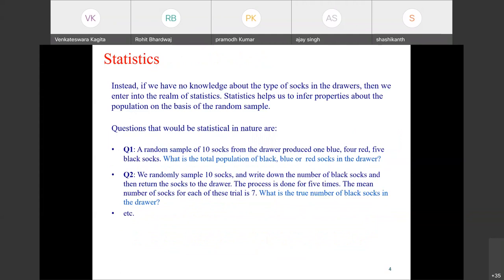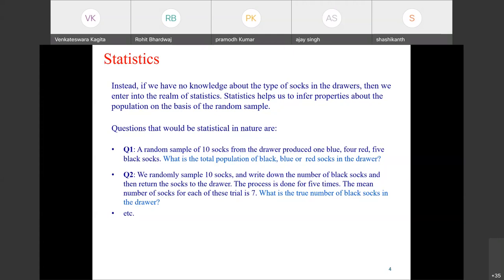Whereas in the case of statistics, we deal with it differently. If we have no knowledge about the type of socks in the drawer, then we enter the realm of statistics. Statistics helps us infer the properties of the population on the basis of the random sample that we have picked up. The question could be something like this: suppose a random sample of 10 socks from the drawer produced 1 blue, 4 red and 5 black socks. Observe here, we do not know the actual distribution of the blue, red and black socks. We have just picked up 10 socks from the drawer and this sample has produced 1 blue, 4 red and 5 black. So what is the total population of black, blue or red socks in the drawer?